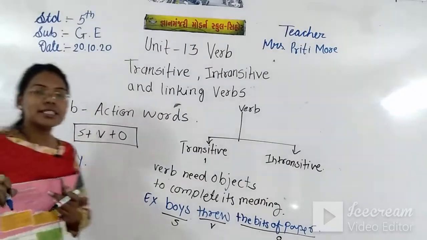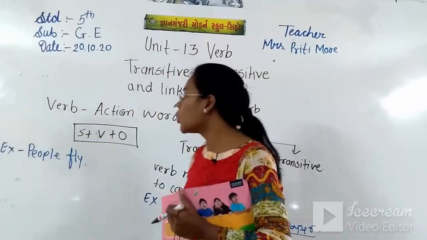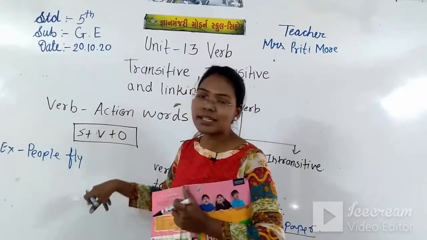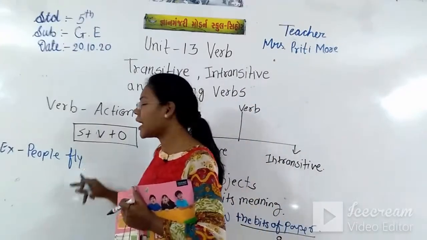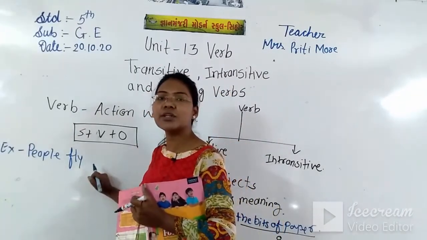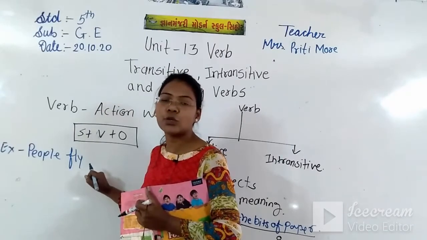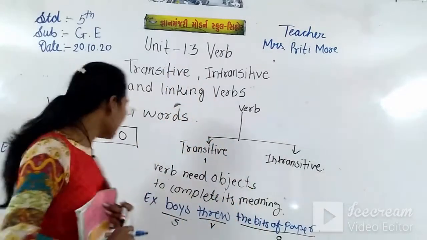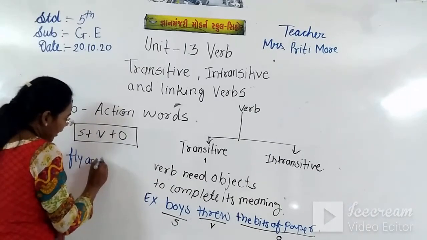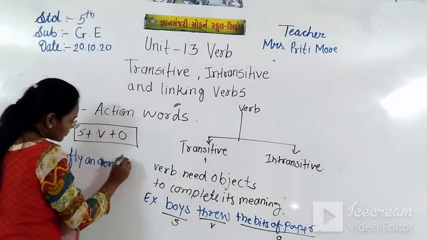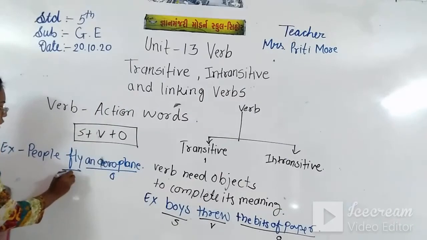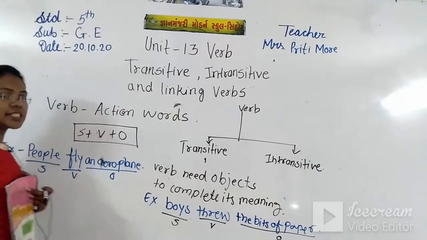No, this is not completed. We have written here the subject and verb, but the object is not written there, and this 'fly' here is an incomplete verb. That means this is a transitive verb and it needs an object to complete its meaning. So: the people fly an aeroplane. When we have written the object, then only its meaning is completed.